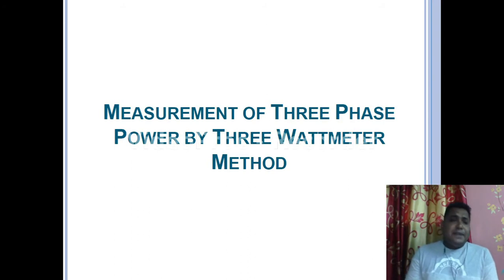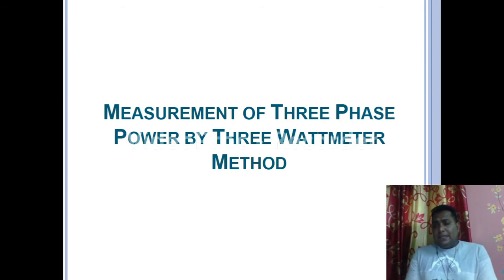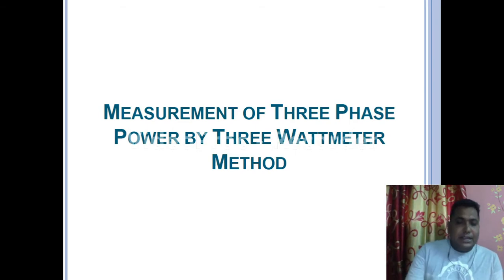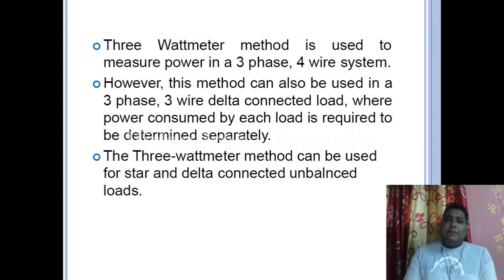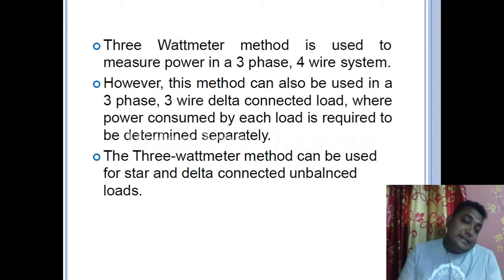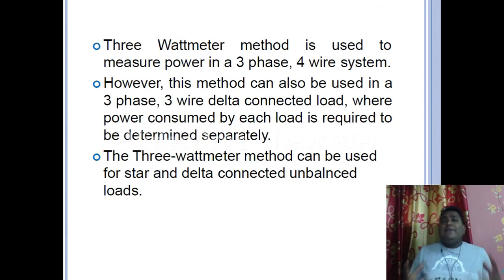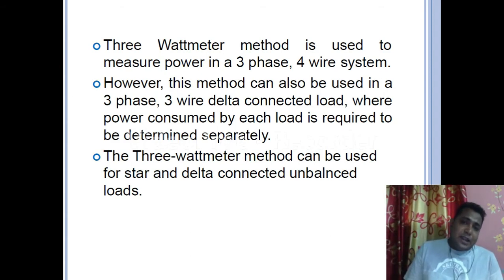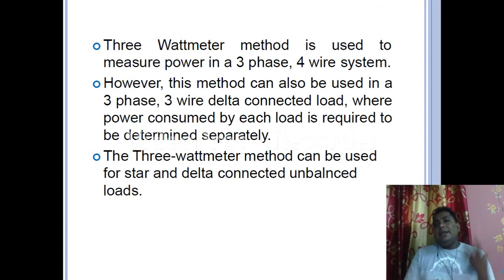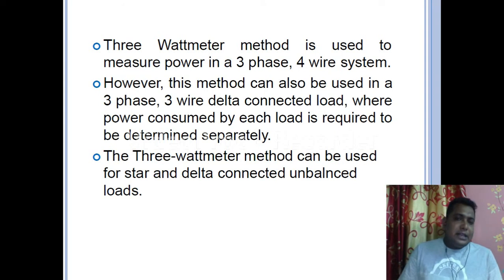Measurement of three-phase power by the 3 wattmeter method. Now we are going to use 3 wattmeters for three-phase power measurement. The 3 wattmeter method is used to measure power in a 3-phase 4-wire system. Very important line: 3-phase 4-wire system. That means a star connection, where there are 3 phases but 4 wires. Why are there 4 wires? Because in a star connection we have 3 phases and a neutral line. So how many wires are there? 3 phases and the neutral line, so 4 wires.